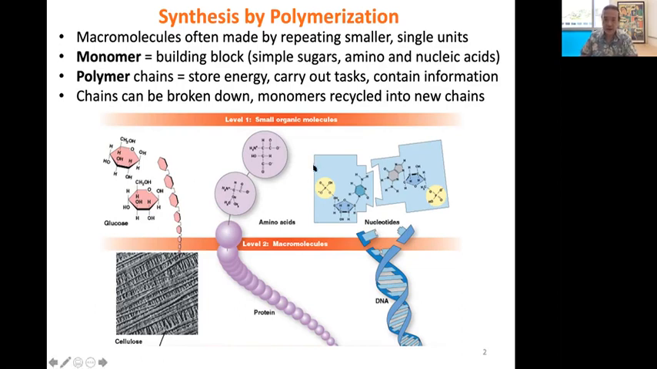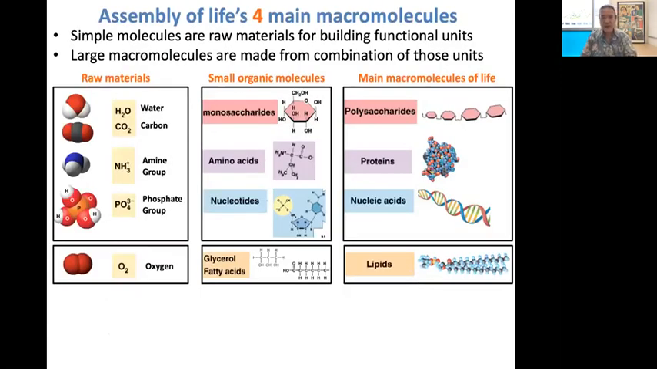So these small organic starting blocks can be put together into complex things, like glucose being chained together into cellulose, or amino acids chained together to form a protein, or nucleotides chained together to form DNA. There are four main families of macromolecules used in our cells that comprise the majority of the important large macromolecules that keep our cells functioning.